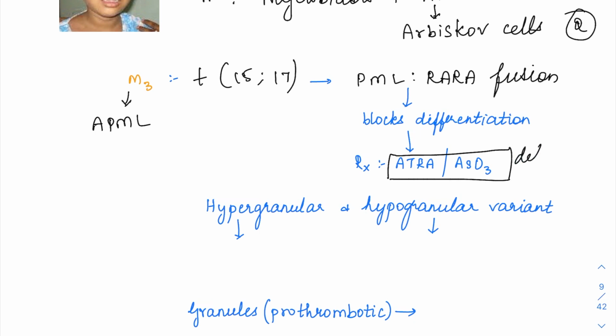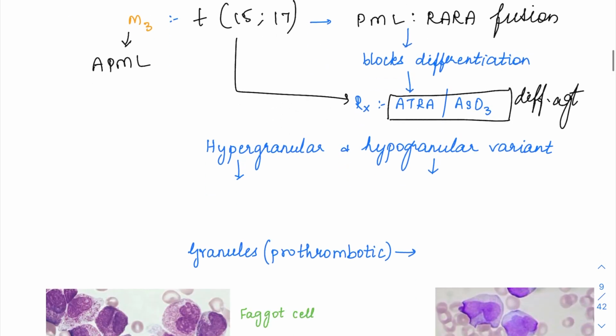So, both of these are differentiating agents which can remove this block. Okay, so this is specific. Like CML, we have translocation 9;22. PML-RARA fusion, translocation 15;17, is for APML, okay, and this is also treatable because we can give ATRA and arsenic trioxide, while in CML we had to use imatinib, okay.